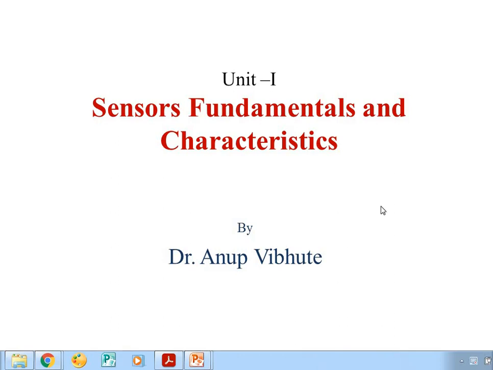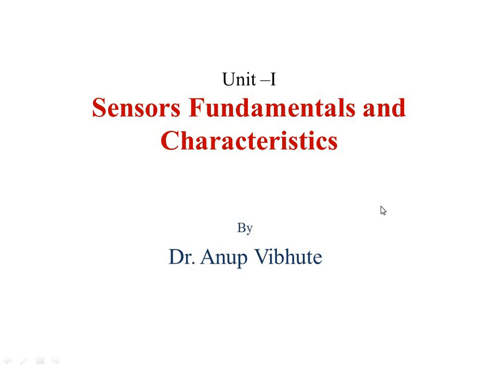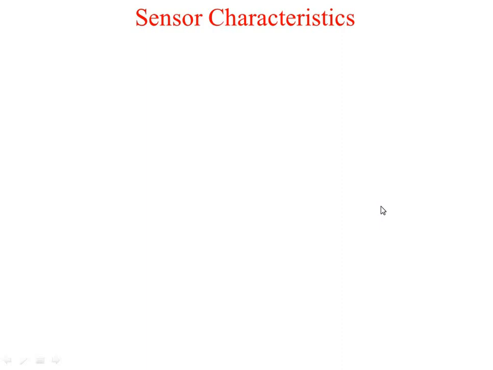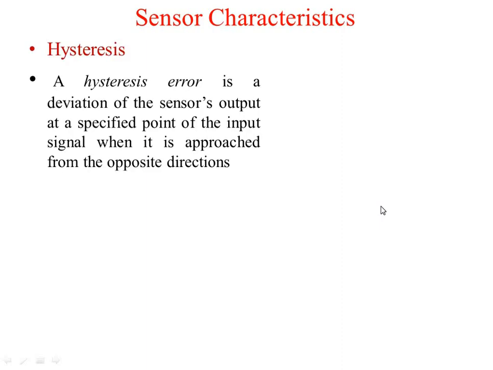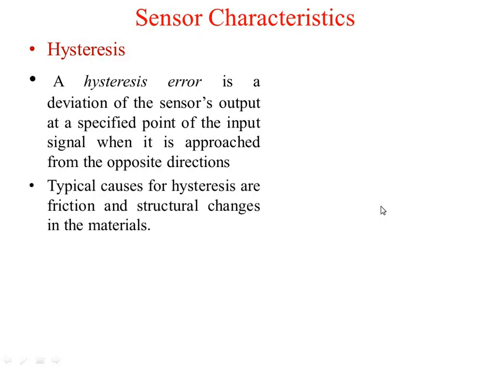So in today's lecture we are going to discuss the remaining characteristics of the sensor. Last lecture we continued with the hysteresis, so let me discuss the hysteresis first. So what is the hysteresis? Hysteresis error is nothing but a deviation of the sensor's output at the specified point of the input signal when it is approached from the opposite direction. It is typically caused because of friction and the structural changes in the material.